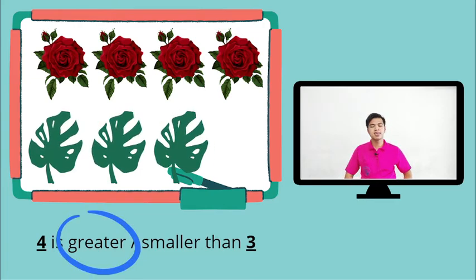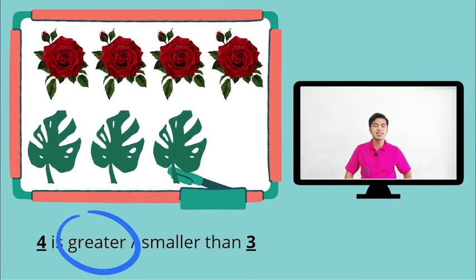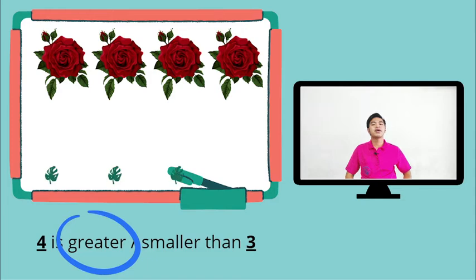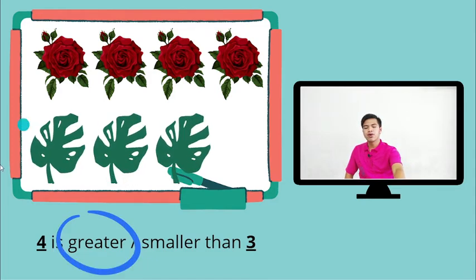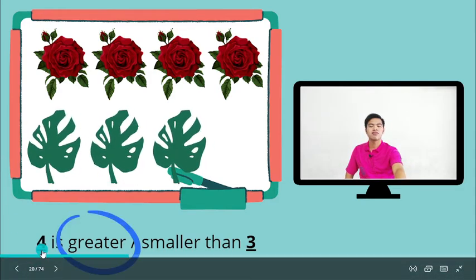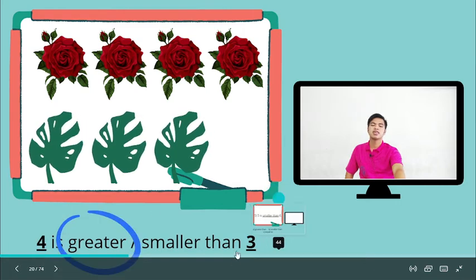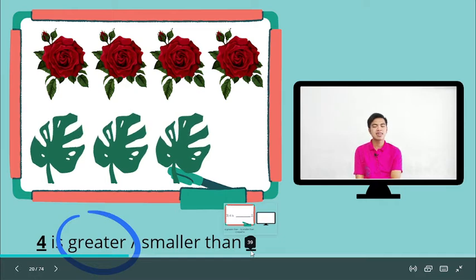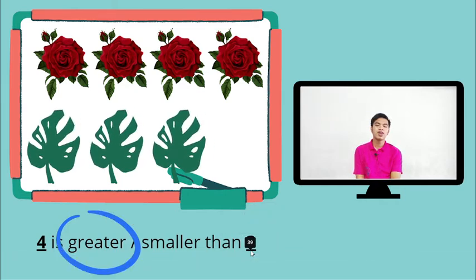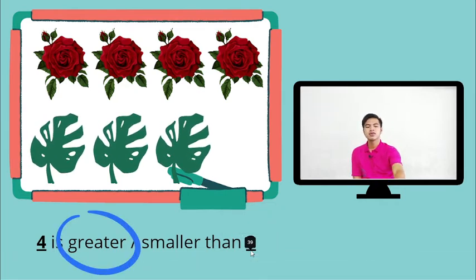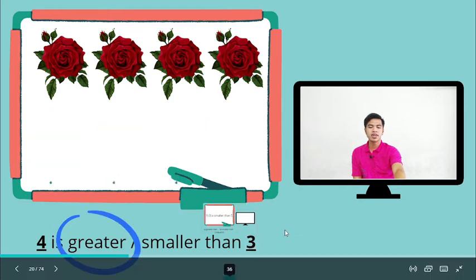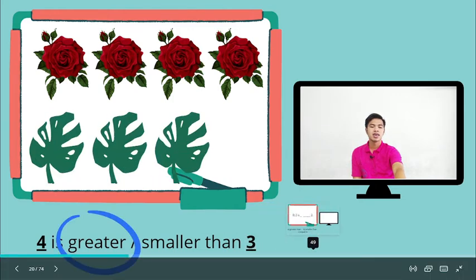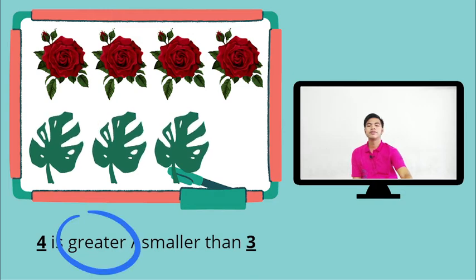Okay, and here the answer is greater. Yes, it is greater. Okay, and we are going to write 4, because there are 4 roses. And then 3, because there are 3 leaves. If we're going to read the sentence, it's going to be 4 is greater than 3. 4 is greater than 3. Okay? So let's go and learn more.